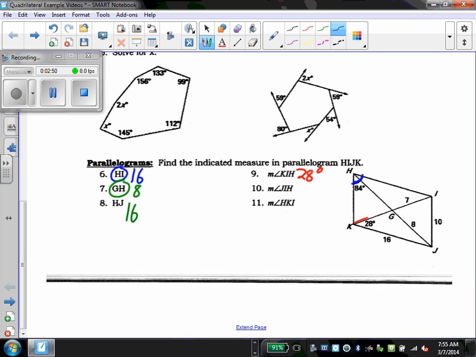So what we can do is, if we want to find this angle here, remember, angles that are next to each other, like this one and this one, are supplementary in parallelograms. So if we do 180 equals 84 plus the missing angle, minus 84, minus 84, and we get 96 equals x. So JIH is 96 degrees.